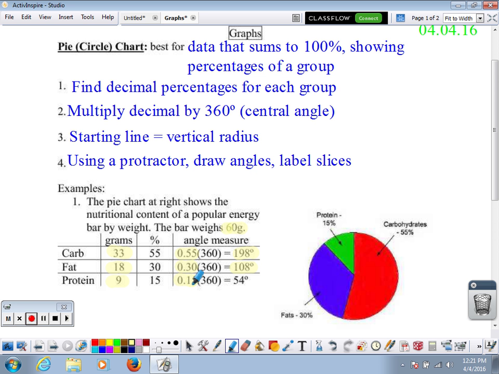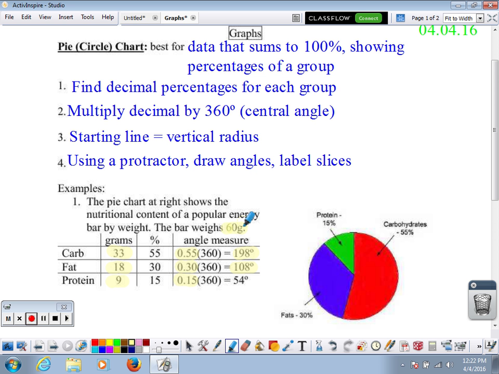9 divided by 60. Not the other way around. You're going to get a decimal. It's going to be less than 1. Take the quantity that you have divided by the total amount. So 9 divided by 60, and that gives us the 0.15.